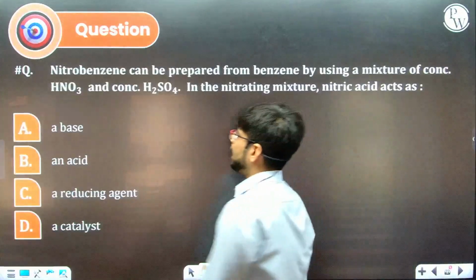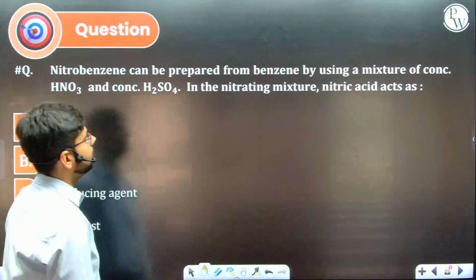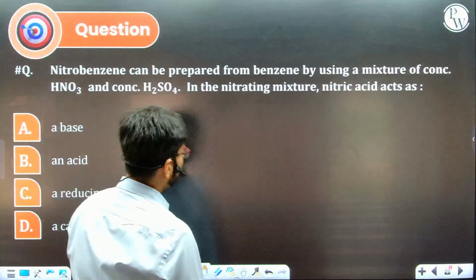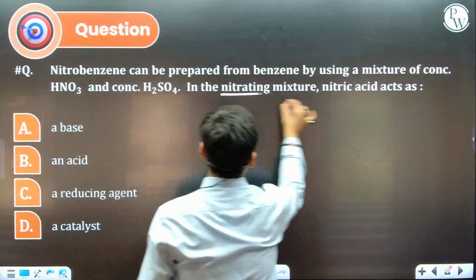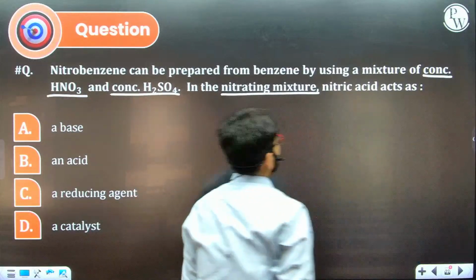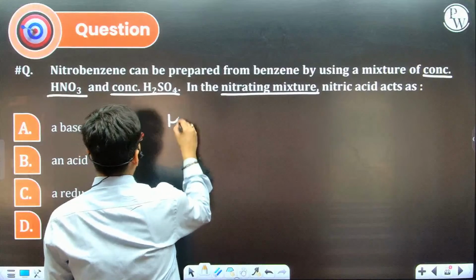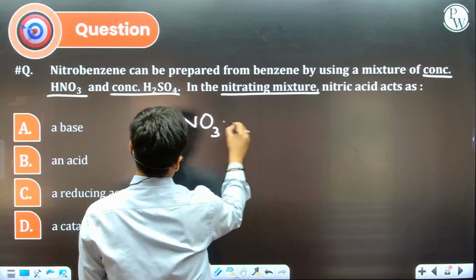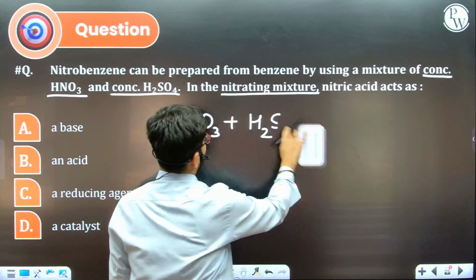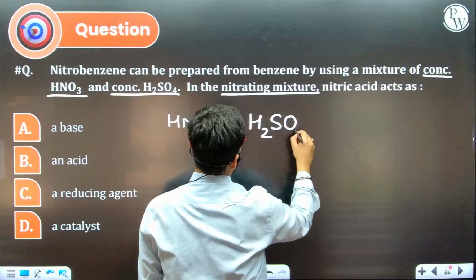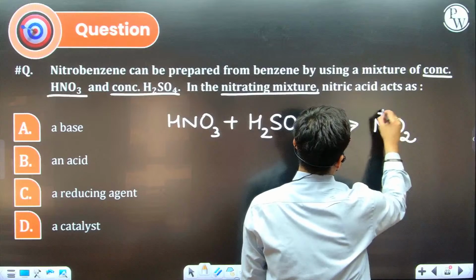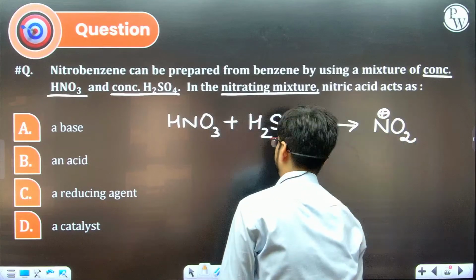Next question. Nitrobenzene can be prepared from benzene by using a mixture of concentrated HNO3 and concentrated H2SO4. Okay. In the nitrating mixture, this nitrating mixture is what? It's a mixture of conc H2SO4 and conc HNO3. Okay. Then what is nitric acid acting as? Remember EAS, that is electrophilic aromatic substitution of benzene. So if you remember, we use sulfuric acid and nitric acid to generate nitronium ion. This is the electrophile generated in nitration of benzene.